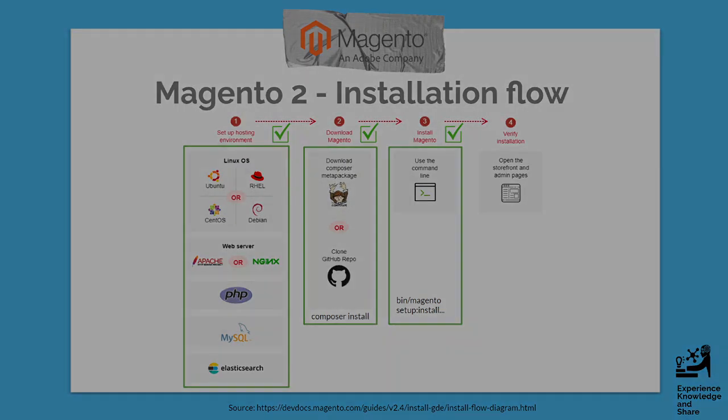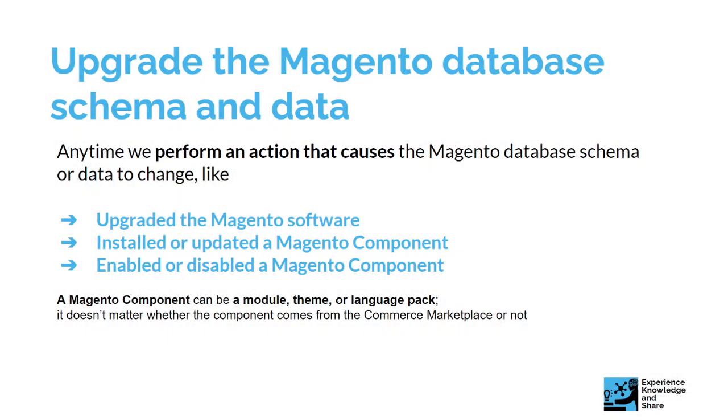Before going to the actual Windows issue, we have to see how we can upgrade the Magento database schema and data. It's done via one of the Magento commands. Anytime we perform an action that causes changes, like upgrading the Magento software, installing or updating a Magento component, or enabling or disabling a Magento component. A component can be a module, a theme, or a language package, or any third-party module which can be purchased from the marketplace or from a third-party organization.